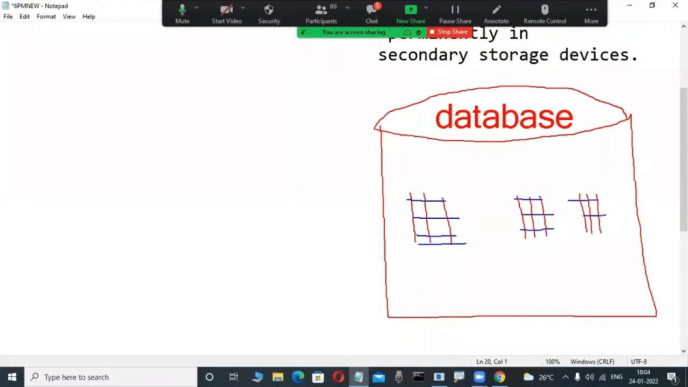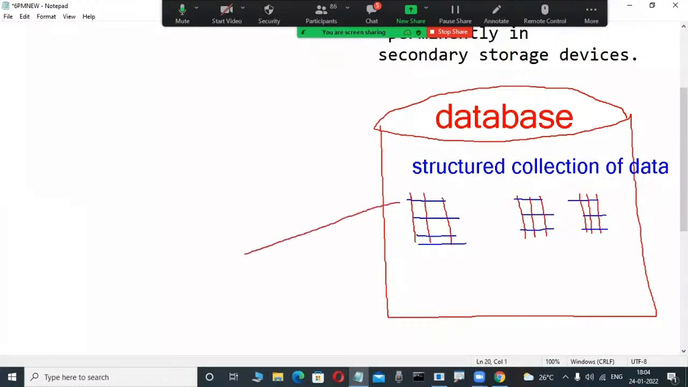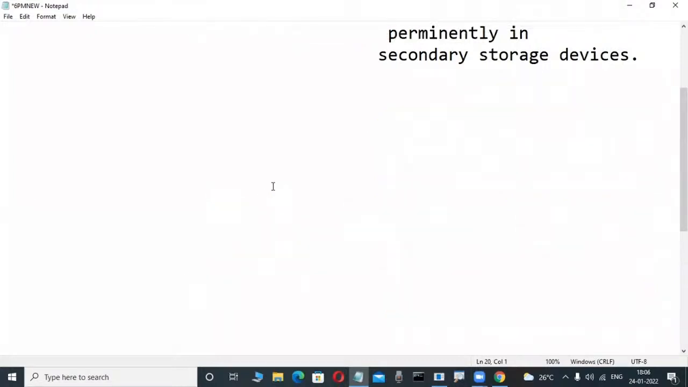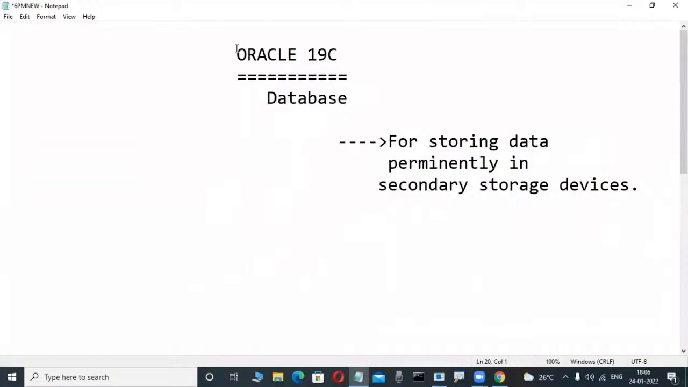Observe here, a structured collection of data is there. This is what I told in the previous class. Always these databases store a structured collection of data, in an organized fashion. Once a structured collection of data is there, for handling and operating this data, which language do we use? Very good. SQL, structured query language. That's why these databases are implemented based on the relational data model.